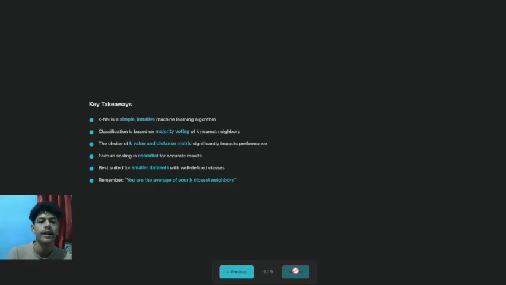And the key takeaways are: k nearest neighbor is a simple, intuitive machine learning algorithm. Classification is based on majority voting of k nearest neighbors. The choice of k value and the distance metric significantly impacts performance. Feature scaling is essential for accurate results. Best suited for smaller datasets with well defined classes. Remember, you are the average of your k closest neighbors.